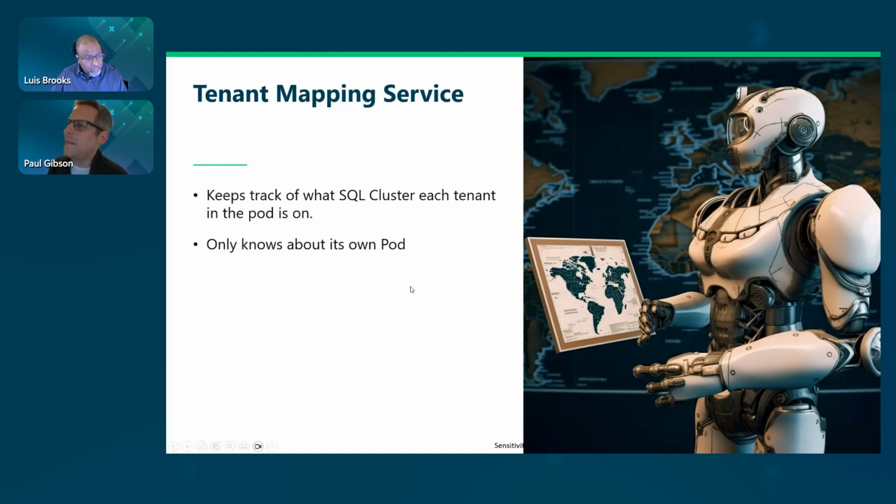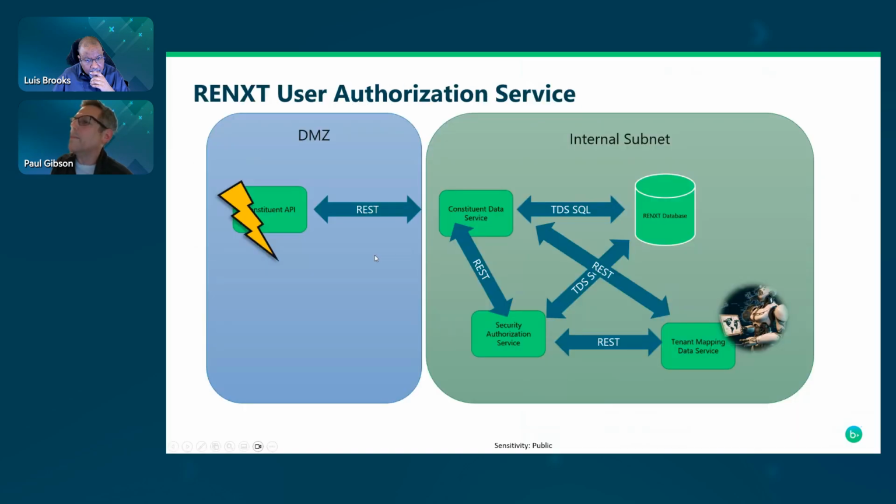This is a database that says, for any given customer, what cluster are they on? And each one of these tenant mapping services only knows about its own pod. So a given database will only have up to 5,000 rows in it, because a pod only has up to 5,000. And the higher order routing that I talked about earlier is how we know which tenant mapping service to call in the first place, if that makes sense.